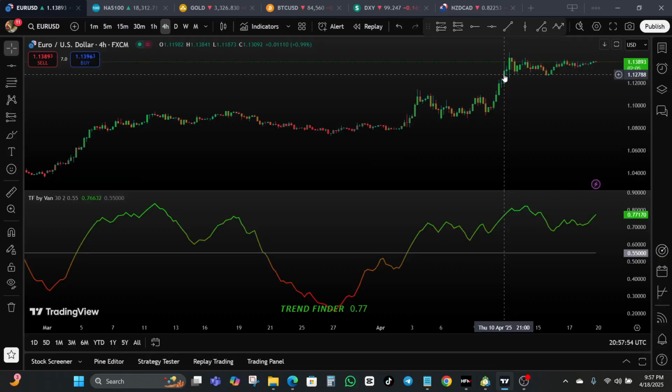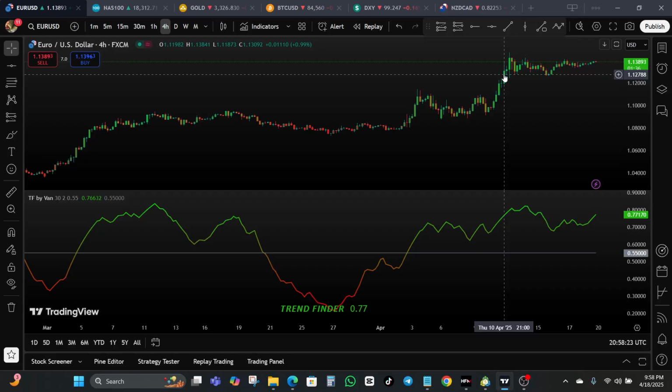When you look at a chart, one of the biggest questions is, where is the market going? Is it trending up, trending down, or just ranging? Making that distinction early and accurately is the difference between a strong trade and a missed opportunity. So this Trend Finder indicator was designed to solve that problem. Here's how it works.